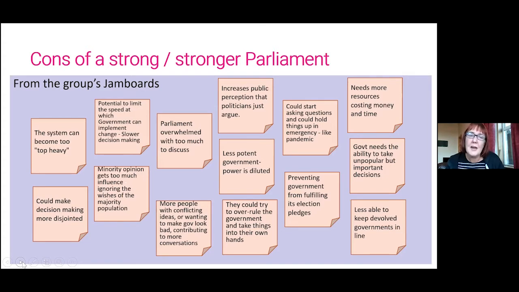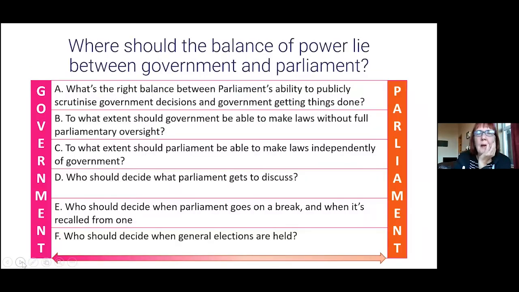And a concern from some that that might then lead to a situation where minority opinions get too much influence. And if a government's been elected by a majority, then they should be allowed to get on with it. So these are the types of things that we're starting to really have to balance out when we're thinking about, in an ideal world for good democracy, are we looking at strong or stronger governments, strong or stronger parliaments?